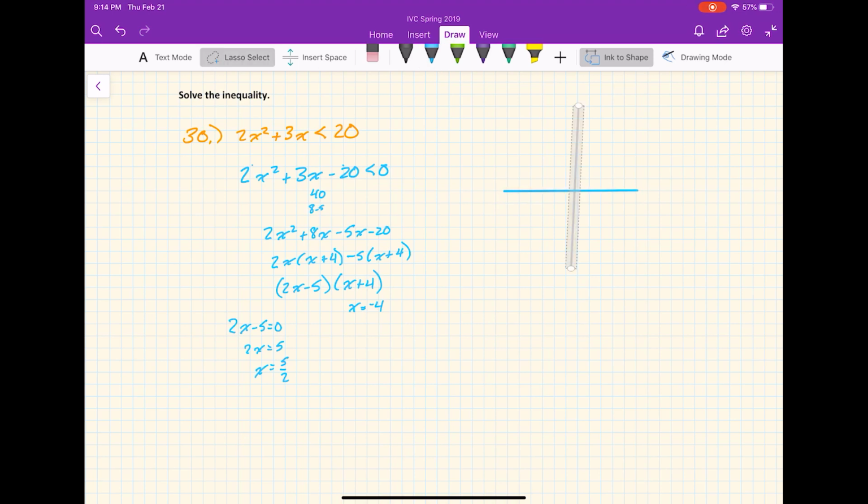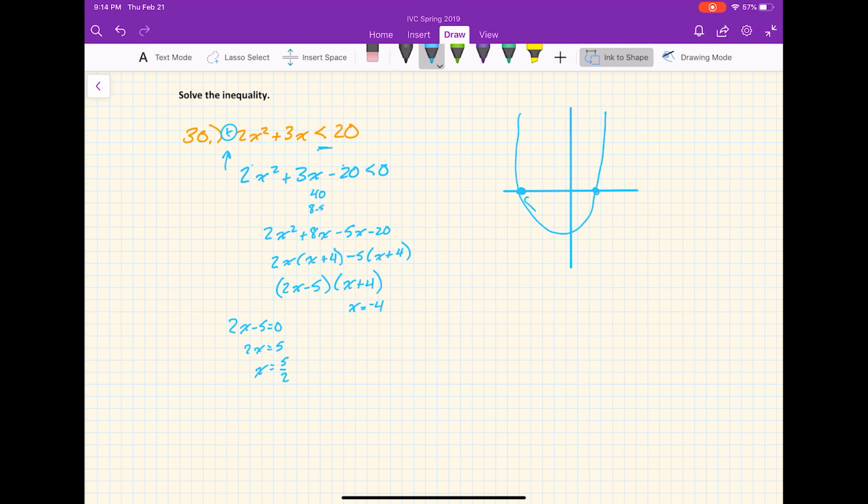Just to show you what we're looking for. It's not perfect, but let's see what we can do here. We'll call this negative 4, and we'll call this 5 over 2. That's really 2.5. Now remember, the leading coefficient is positive, not negative, so our parabola opens up. I don't really know where the vertex is.